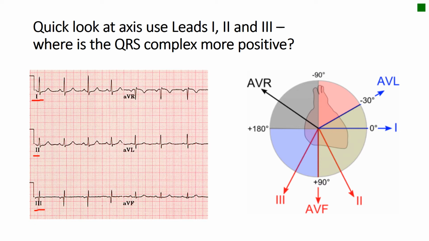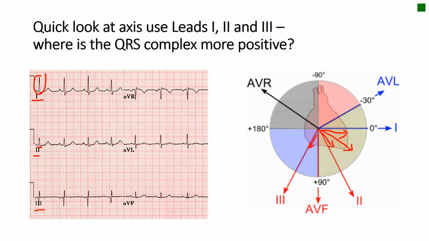And where is the QRS complex more positive? So it's more positive in lead 1. Okay, so it's more positive in this direction over here. It's then again a bit more positive in 2 than it is in 3. So then it's more likely to be there than it is in this direction. So it's kind of more between those two. That's the axis between lead 1, 2.